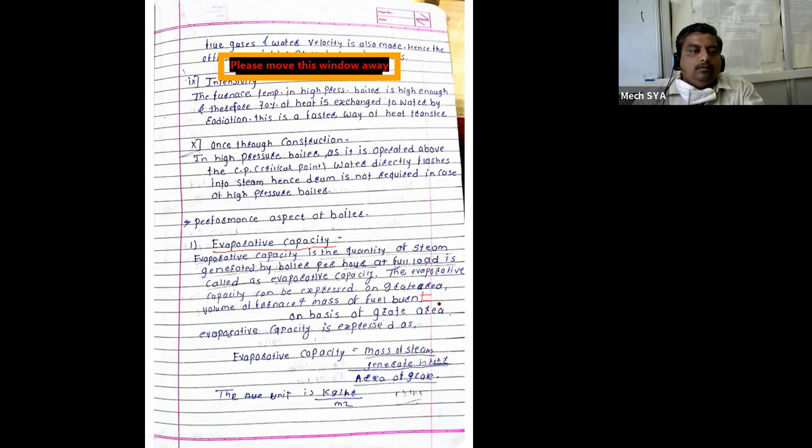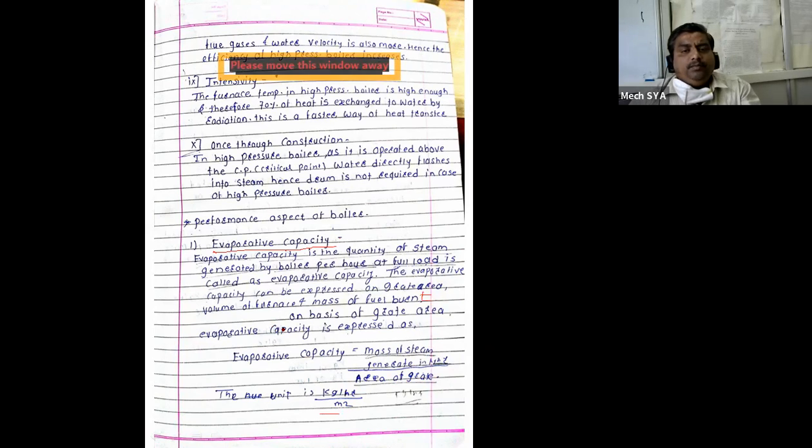On the basis of grate area, evaporative capacity is expressed as: evaporative capacity is equal to mass of steam generated in kg per hour divided by area of grate in meter square, and the unit of evaporative capacity in this case will be kg per hour per meter square.